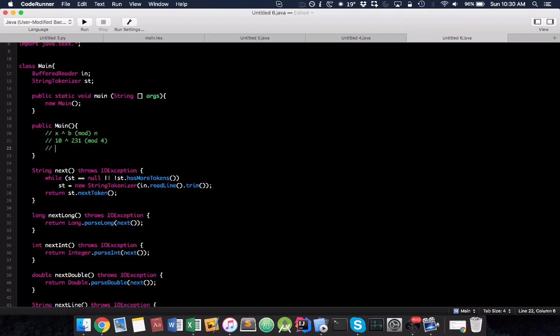Maybe you recall that when you have exponents, you can divide the exponent by 2 and then add the exponents. To make it easier, say we have 20 here. We can have 10 to the power of 10 mod 4 times 10 to the power of 10 mod 4, and then we mod everything again. So now we've split this up into two different expressions. But maybe we can split this even further.